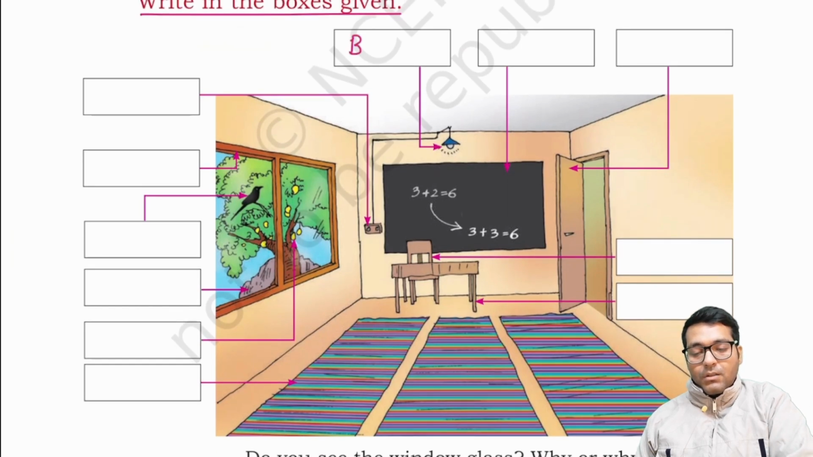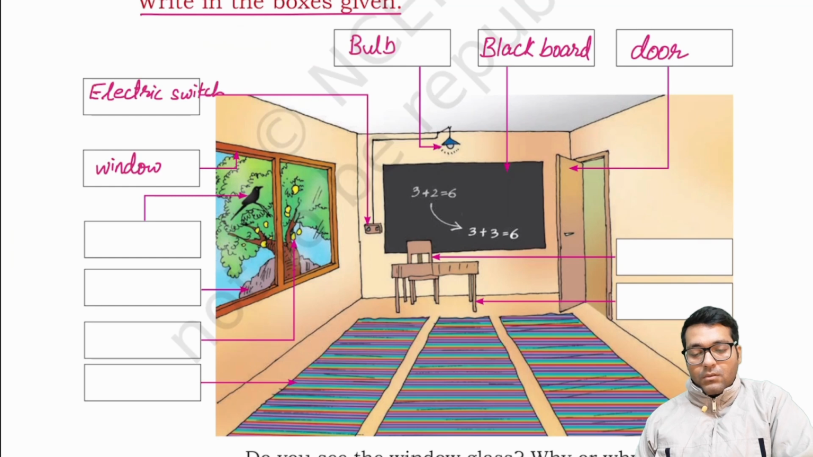You can see bulb, you can see blackboard, you can see door, you can see electric board or electric switch, you can see window, you can see a bird, you can see hill, you can see fruit or mango, you can see mat, you can see chair and table.